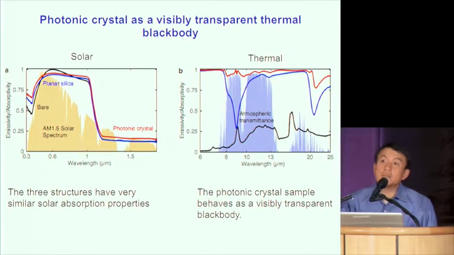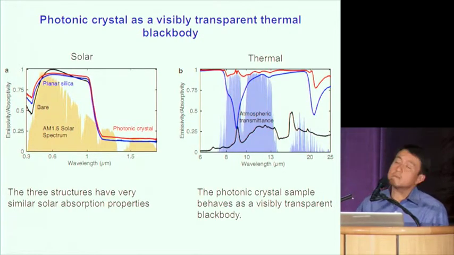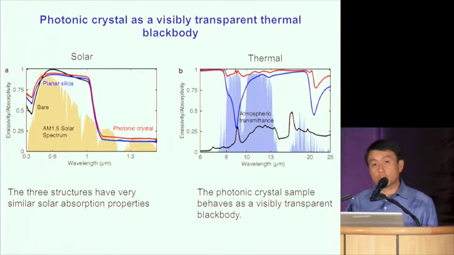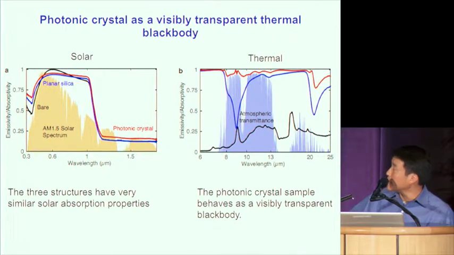So these are the absorption spectra of the 3 structures, both on the solar side as well as on the thermal side. On the solar side, in the short wavelengths, visible and near infrared, the 3 structures actually have very similar absorption characteristics.